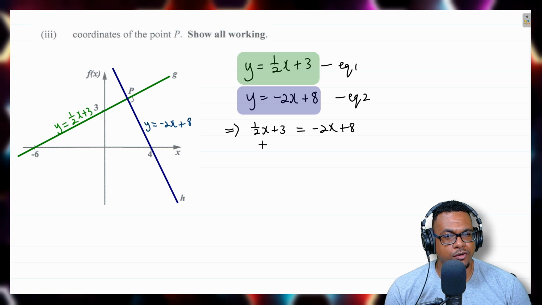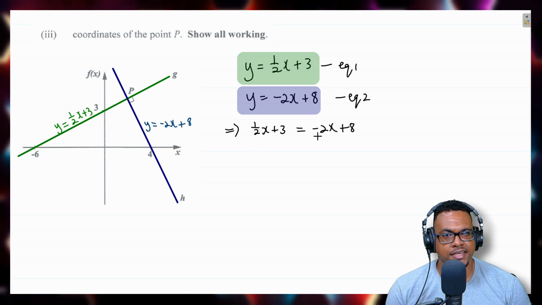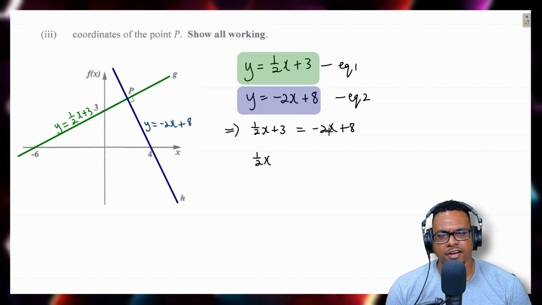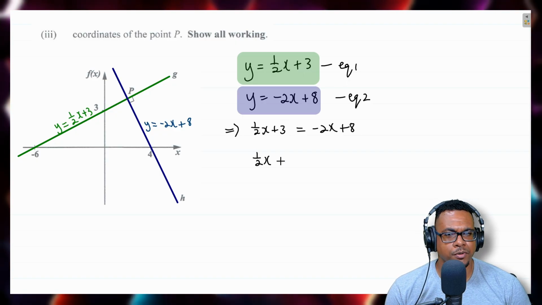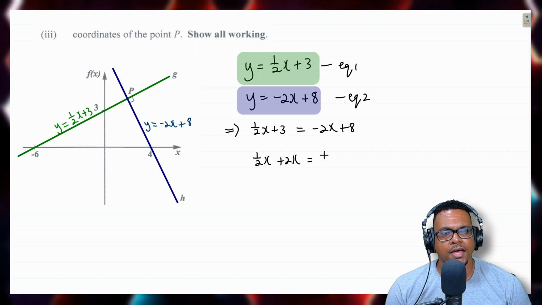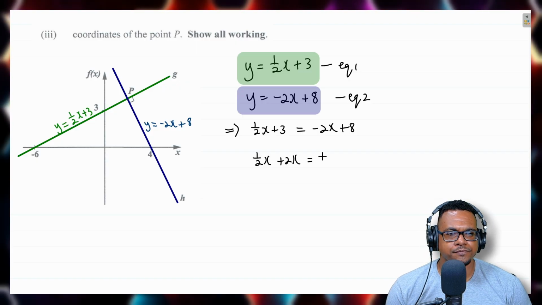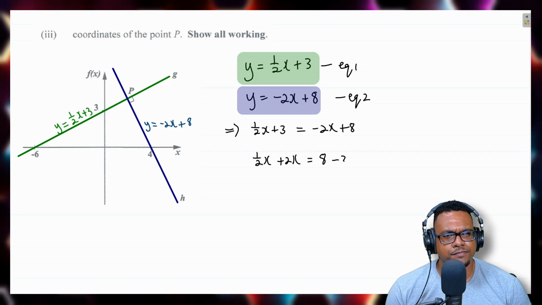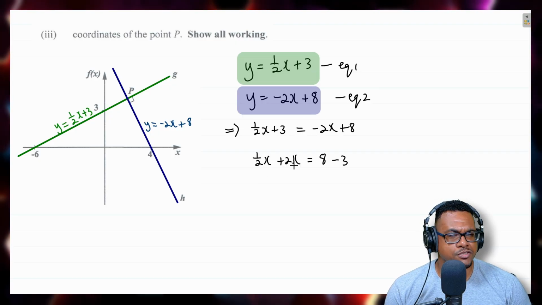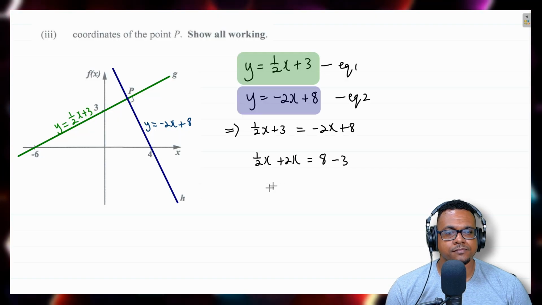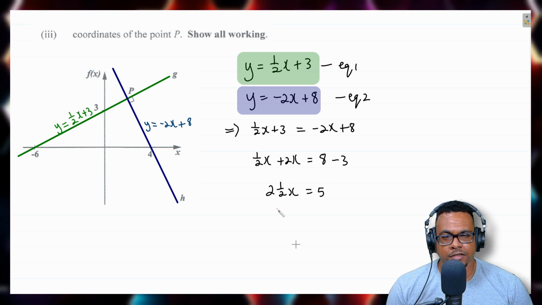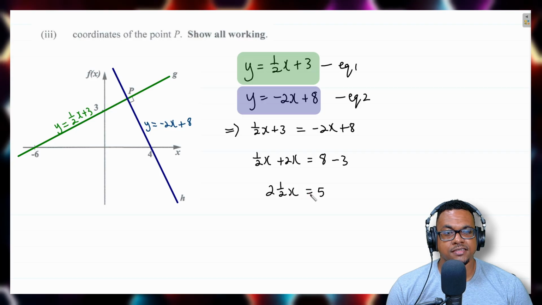And therefore, you could bring all like terms together. So the half x together with the negative 2x. So we have a half x. I'll transfer the negative 2x across the equal sign. It will turn positive 2x. I would leave the positive 8 on the right-hand side. And I'll transfer the positive 3 across the equal sign. It'll turn to negative 3. So now a half x plus 2x is just 2.5x. And 8 take away 3 is just 5. So now we have 2.5x is equal to 5.